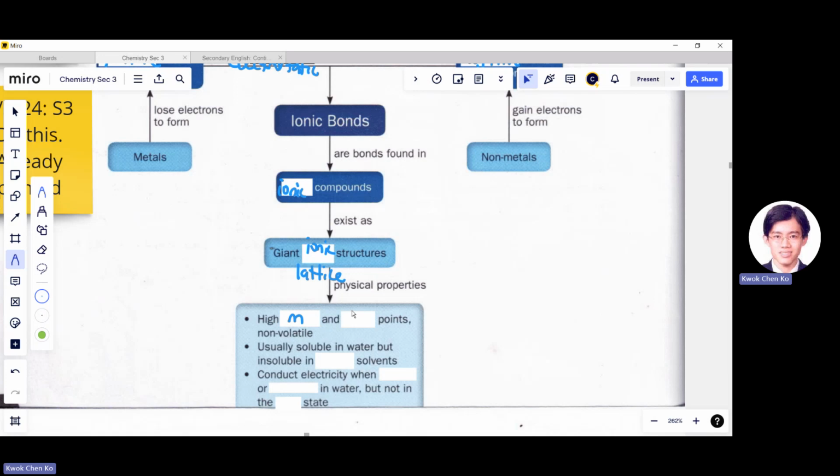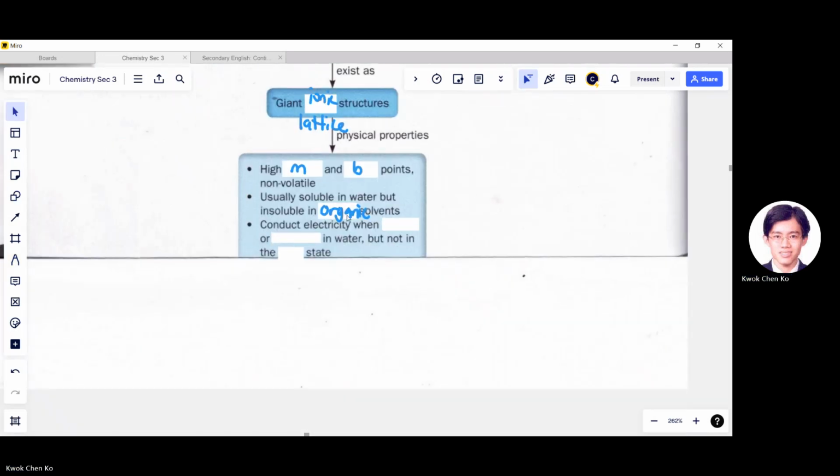Okay, melting and boiling points. Dylan. Insoluble in organic solvents. So by right, ionic compounds do not dissolve in alcohol. Okay. Sabrina. Good. Or soluble. Let me be a bit more grammatically correct, or dissolve in water, but not in the solid state.